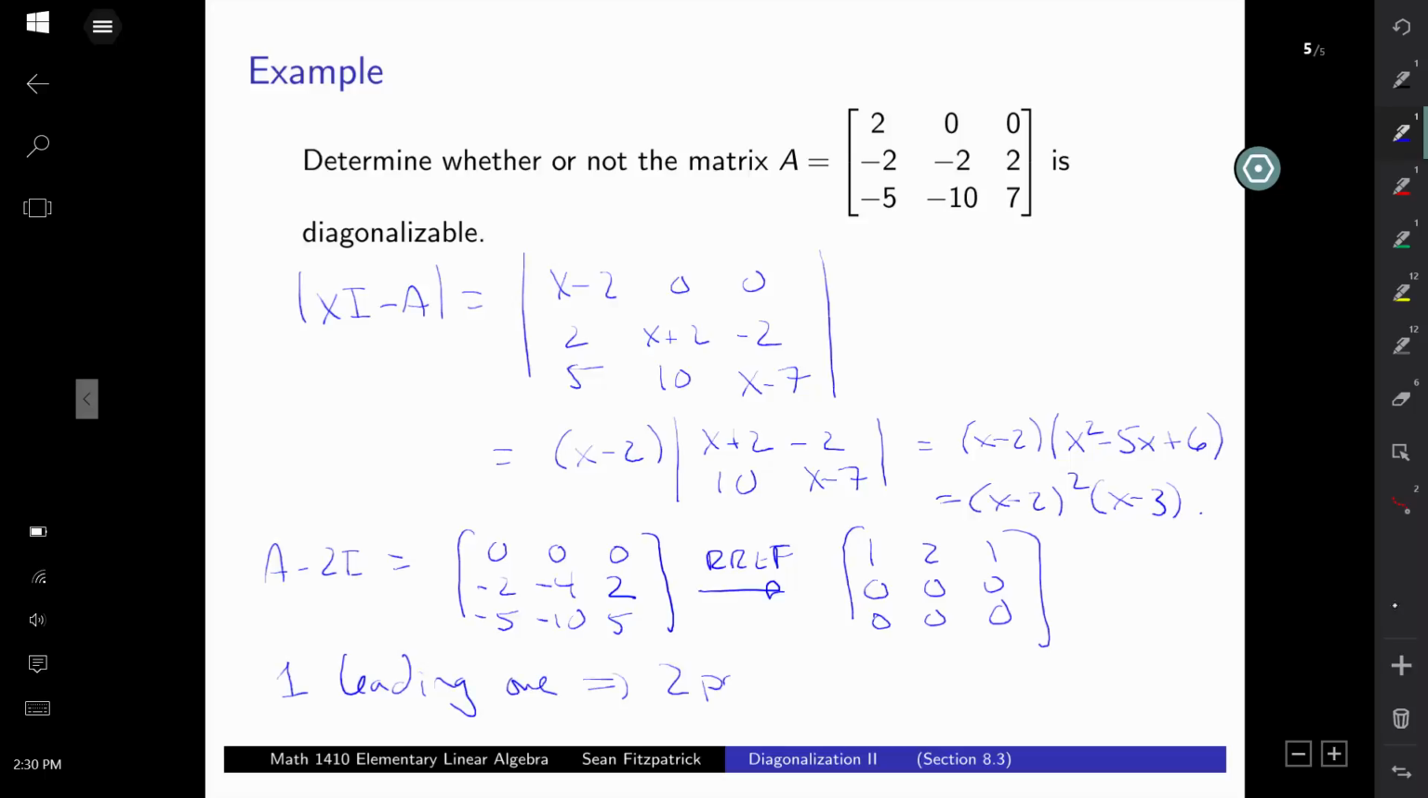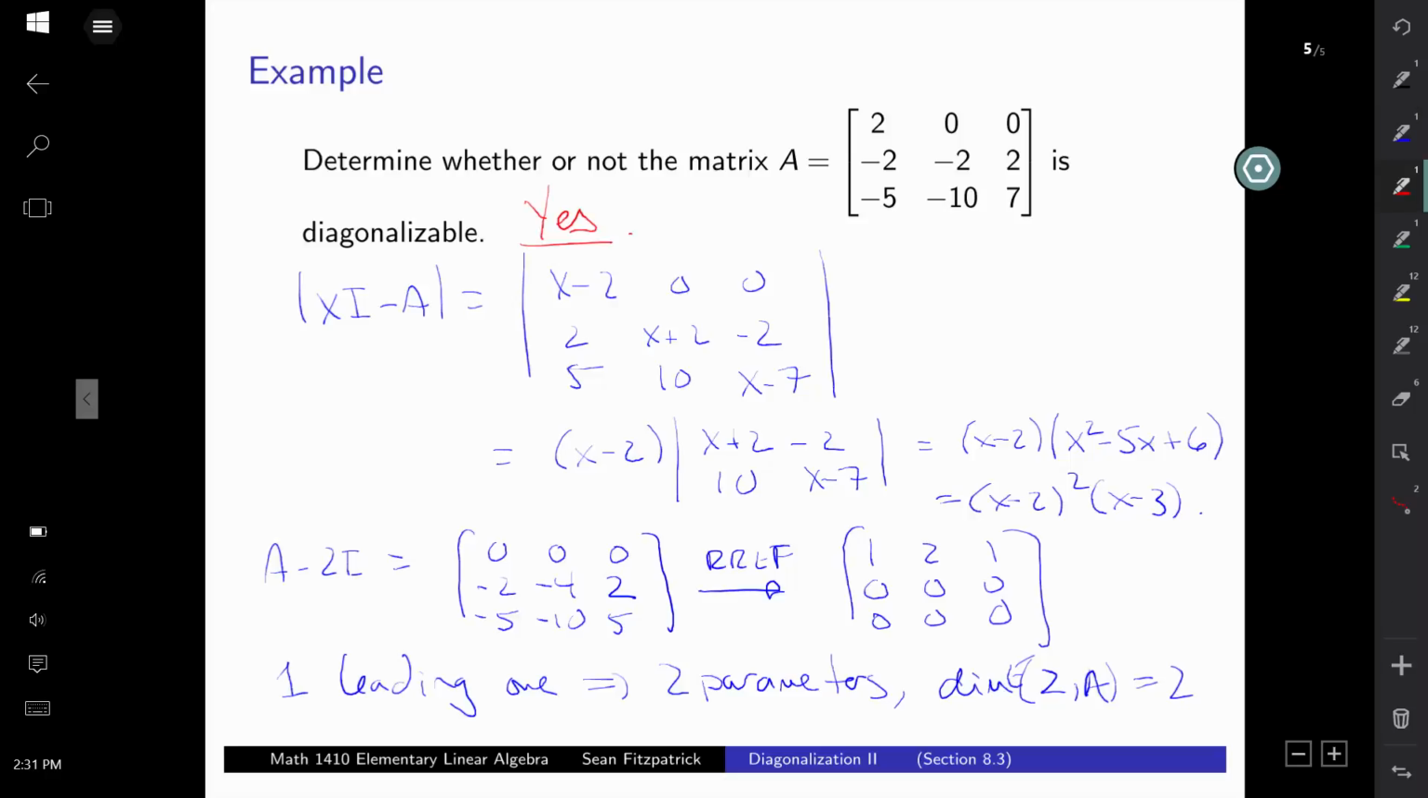That means two parameters. So the dimension of the lambda equals 2 eigenspace in this case is 2, which does equal the multiplicity. Okay, and so in this case, I get 2 eigenvectors coming along with that lambda equals 2 eigenvalue. We haven't bothered to find what they are yet. We'll do some examples like that in class. And so the answer in this case is a yes.